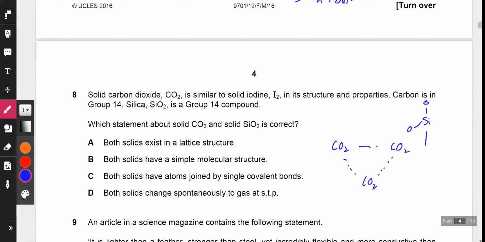That's a regular arrangement of particles where each silicon atom is bonded to oxygen atoms and oxygen atoms are further bonded to silicon atoms. So both don't have a lattice structure, both don't have a molecular structure. This one has a lattice structure, this one has a simple molecular structure. So both solids have atoms joined by covalent compounds. That is true. Both solids change spontaneously. Silica does not change into a gas. Carbon dioxide does. Carbon dioxide is a gas actually. But carbon dioxide, the C double bond O bonds are not single covalent bonds.